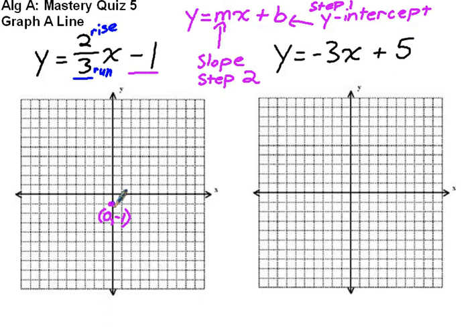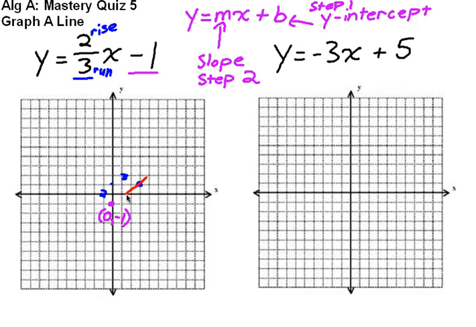So from here, I rise 2 and I run 3. 1, 2, 3. So I went from my y-intercept up 2 and over 3. Run of 3, rise of 2. So this is my next point on my line. This isn't part of it. These are the 2 points of my line. Now that I have 2 points, I can make my line. All I need to do is connect the dots.